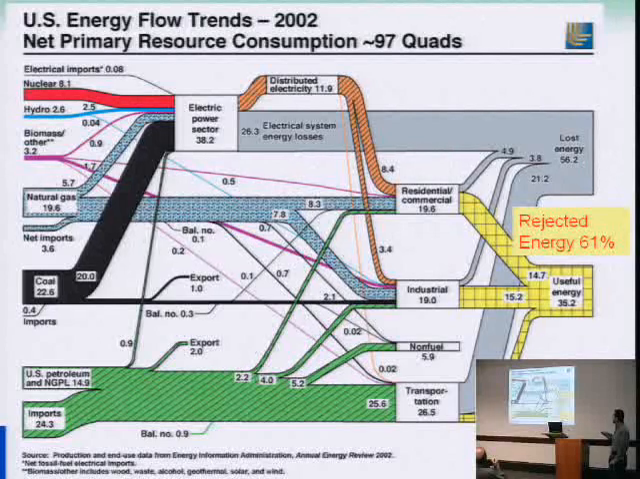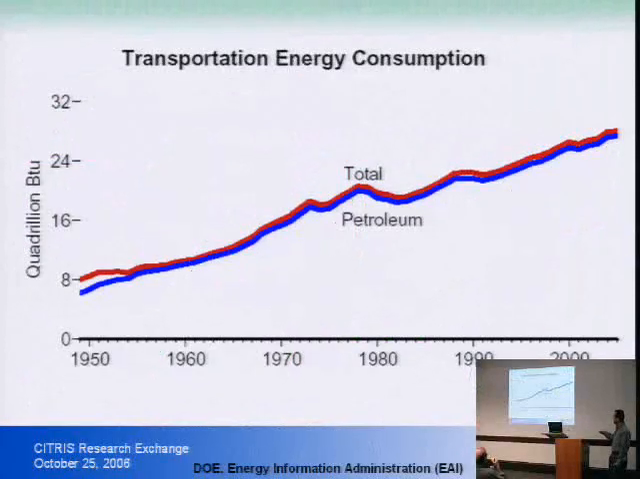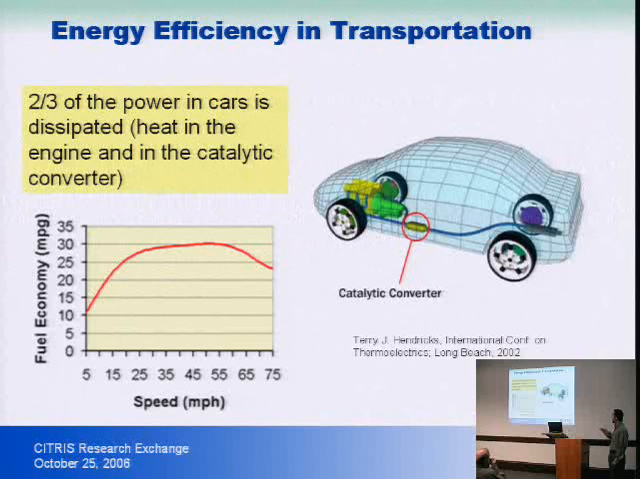If you look at this graph, as I said, transportation energy between the 1950s and today has significantly increased, by more than a factor of 3, and is almost exclusively petroleum. And you know, in a car that you drive, that's not a very efficient transfer of energy from chemical to mechanical. Two thirds of the power in the car is dissipated in the form of heat, typically one third of it in the engine that heats up to about 1,000 degrees Celsius, another third of it goes through the exhaust catalytic converter, heating up to about 500-600 degrees Celsius.